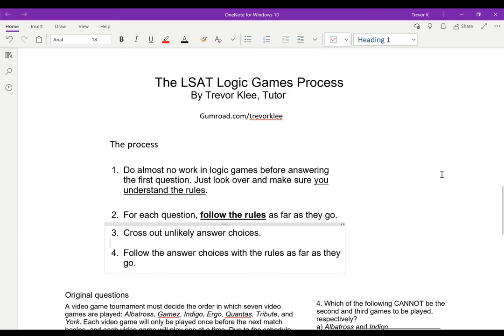Hi, my name is Trevor Klee, and this is the LSAT logic games process. In this, I'm going to show you my strategy for the logic games and how I scored 175 on my own LSAT, and also how I've scored a bunch of my students to score 170 plus on their LSAT.